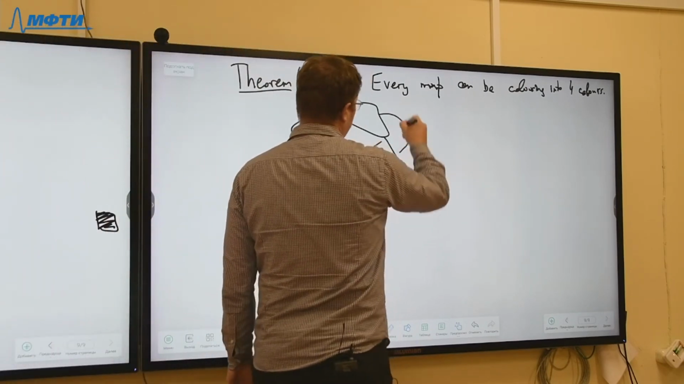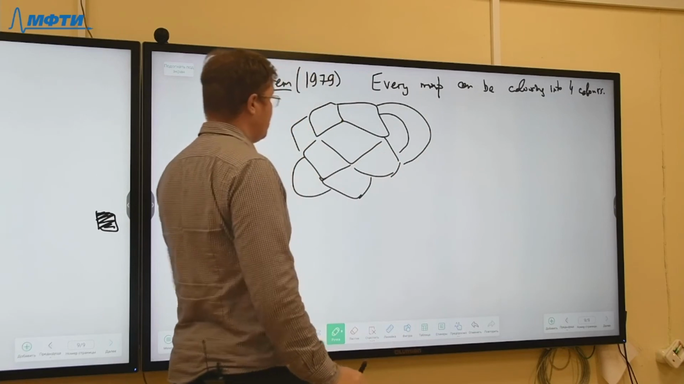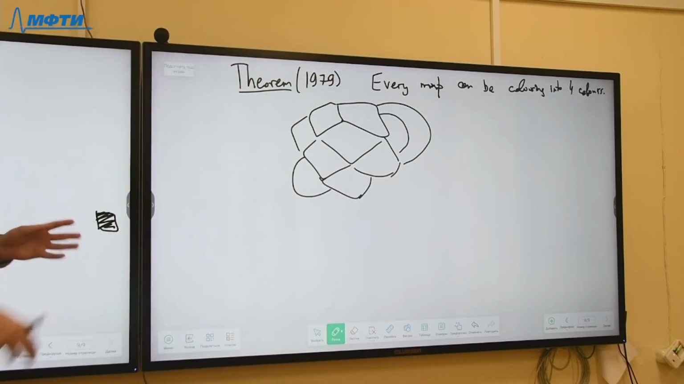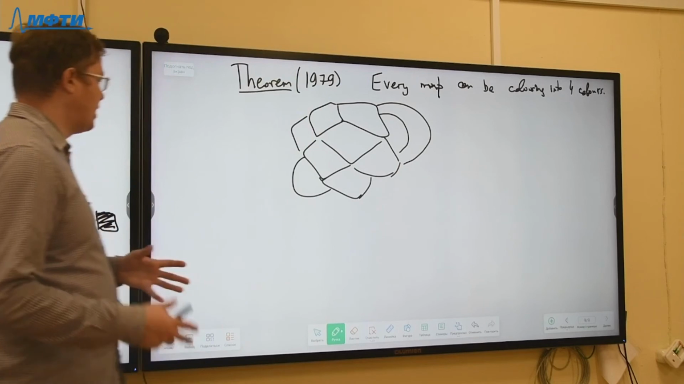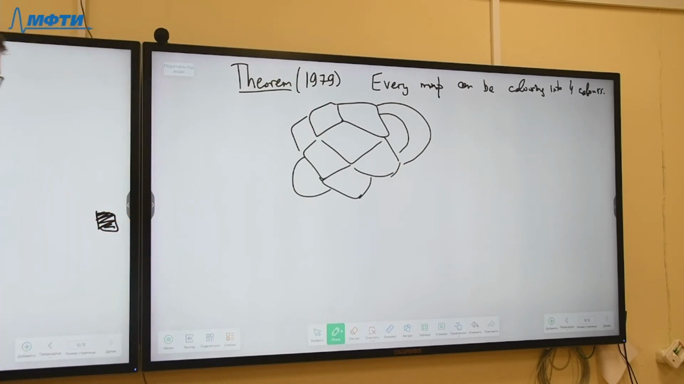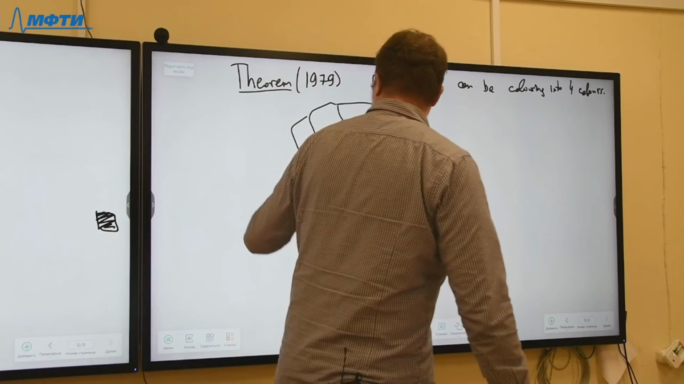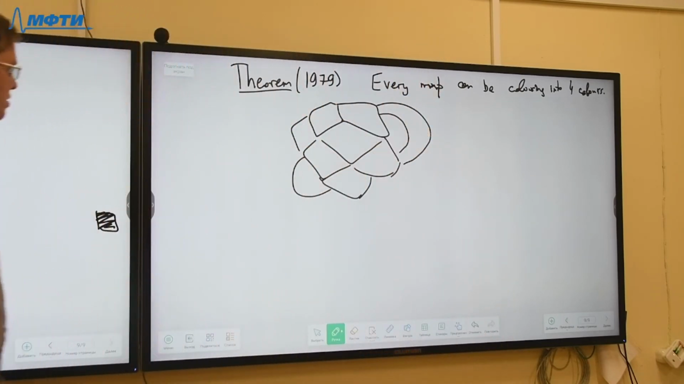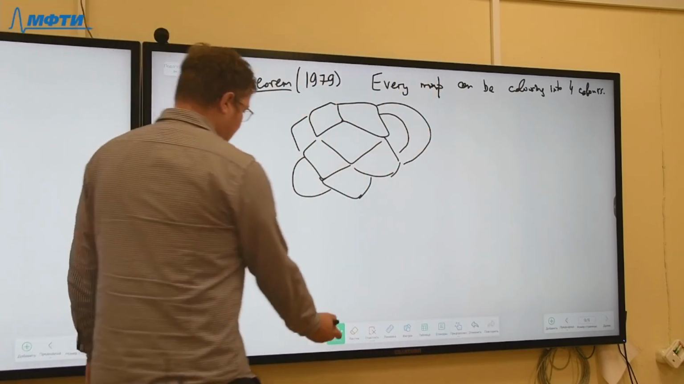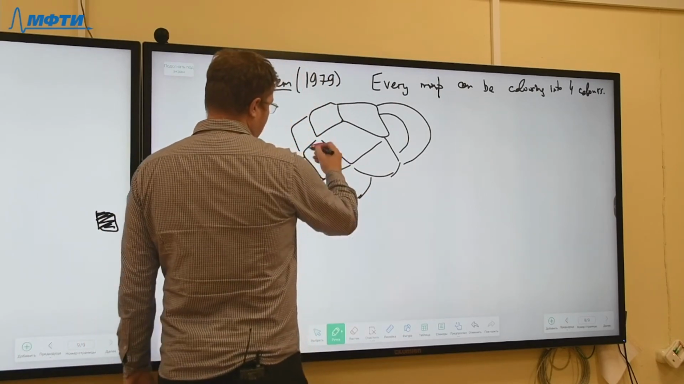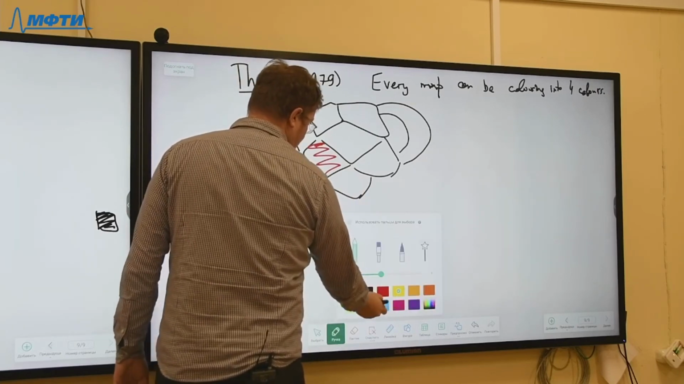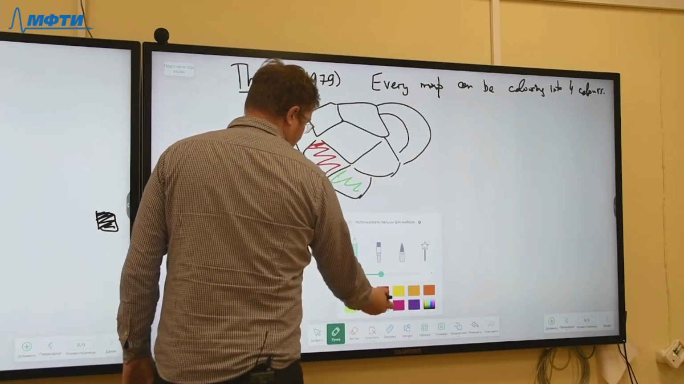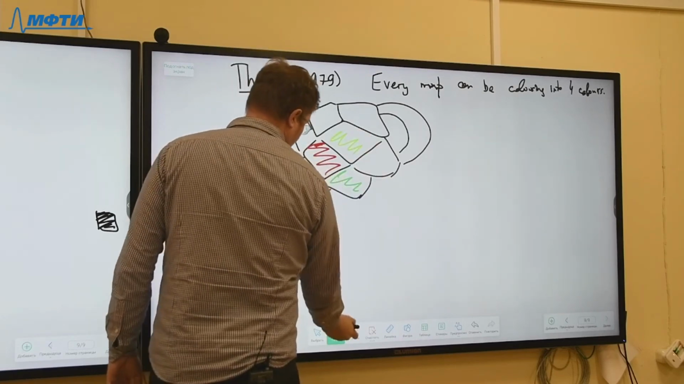Usually in real life it's not true, because some countries can have different parts in different parts of the world. So they can have two or three different regions. But now, if you assume that they have only one region, then we can color them with four colors.